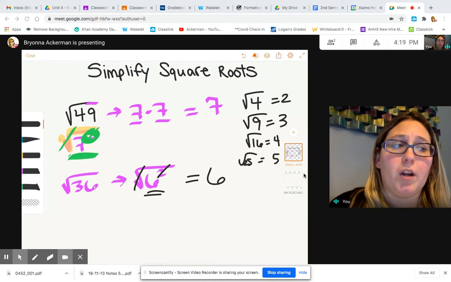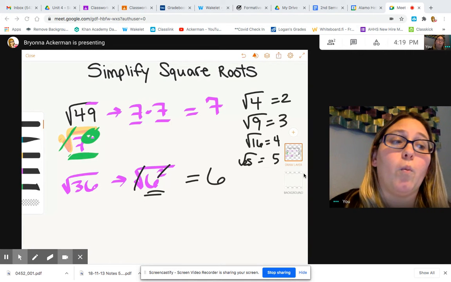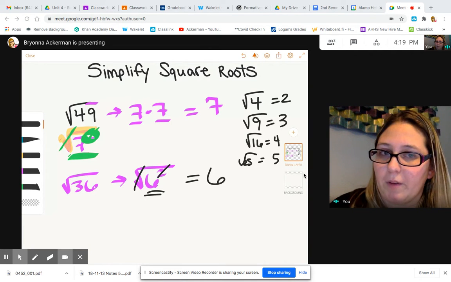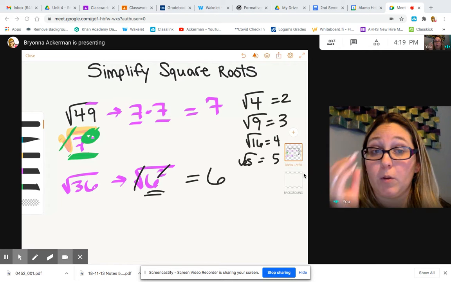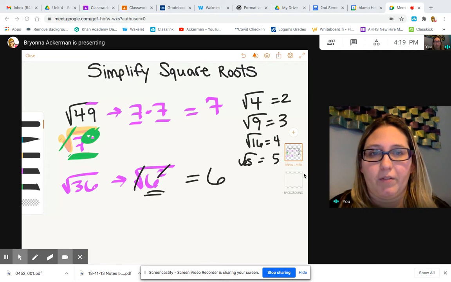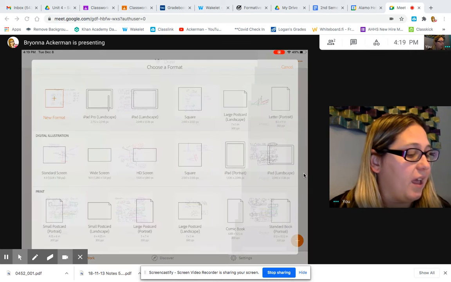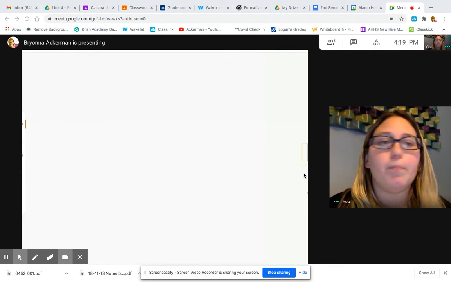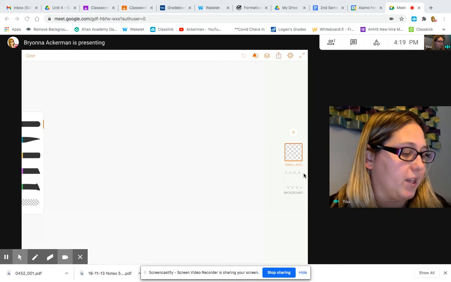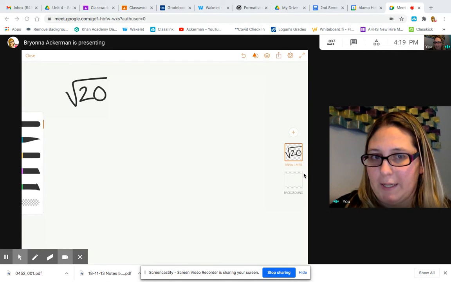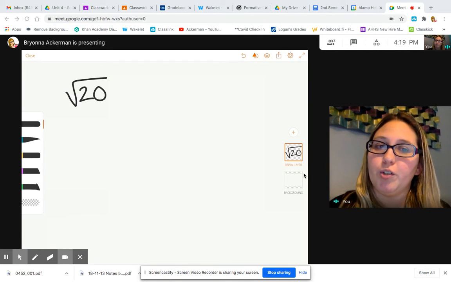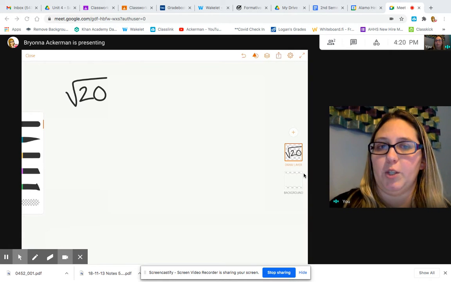Today, we're not really worried about the perfect ones. We're worried about what happens when I don't have a perfect one and we don't want a decimal. We want to do something that's called simplifying. I'm going to show you an easier one first, and then we'll get some harder ones. My example to start with is the square root of 20. The square root of 20 is not perfect. There are no two numbers that are the same that are going to give me 20.